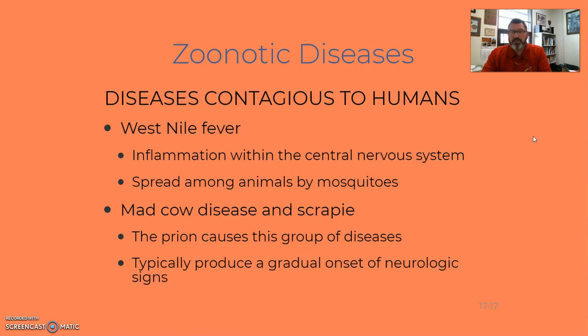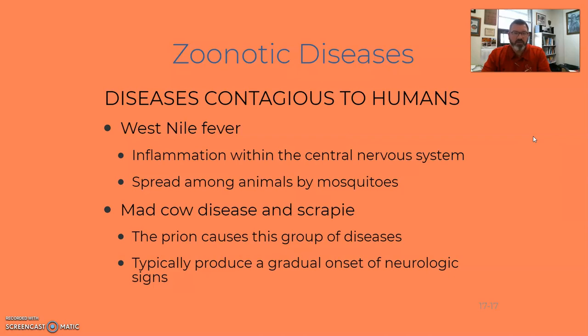Mad cow disease and scrapie. Both are prion type diseases. I think I mentioned mad cow early on. It typically produces a gradual onset of neurologic symptoms. Mad cow in particular, scrapie as well, but mad cow is very, very slow growing. So you may not even know that it is in your herd if you've got livestock. You may not even know that you've been exposed to it. Again, very, very rare.